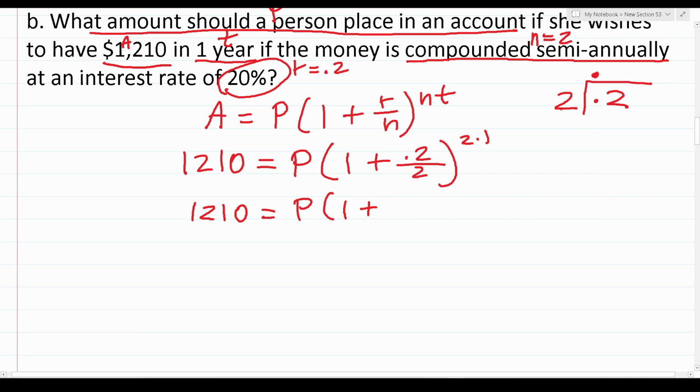So this becomes, what is 2 divided by 2? Well, 2 goes into 2 one time. 2 times 1 is 2. 2 minus 2 is 0. So 0.2 divided by 2 is 0.1. And of course, this is 2 times 1, which is just 2.